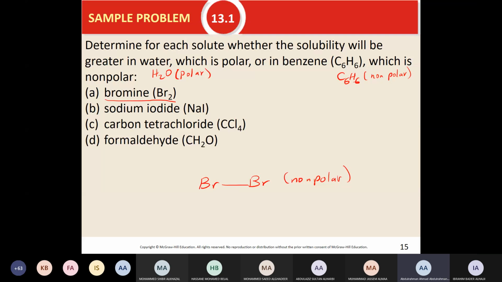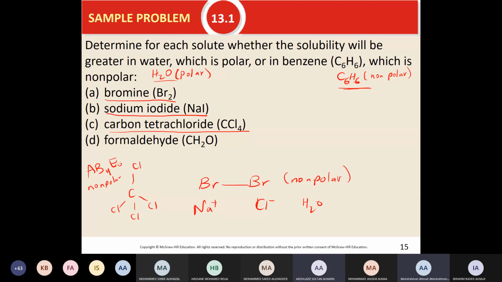Very good. How about sodium iodide? Where does it dissolve? In water or in benzene? In water. Definitely Na plus and iodide minus ions will dissolve in water. Ion dipole interaction. Okay, how about CCl4? CCl4 is like this. Non-polar. What's the electron domain? AB4 E0, which is non-polar. Where does it dissolve? In water or in benzene? It will dissolve in benzene.